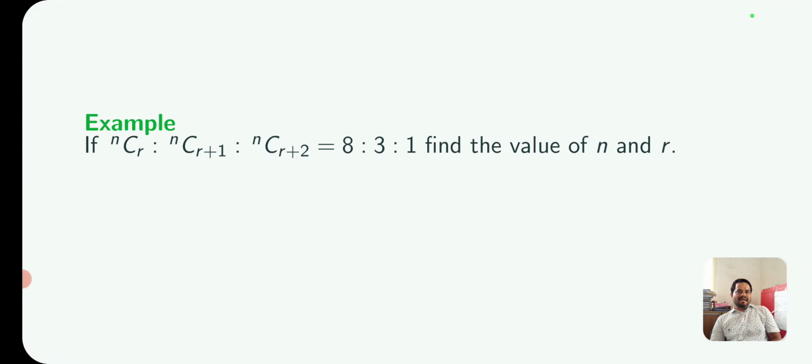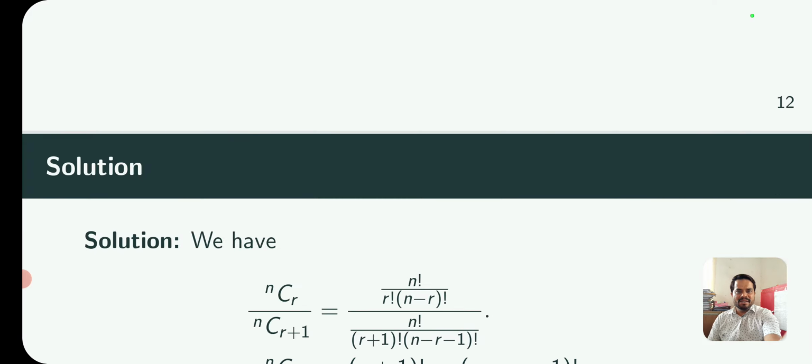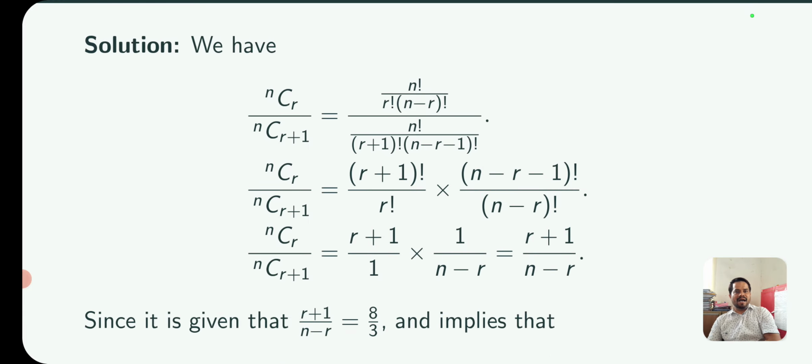Let us see the next example. In this example the ratio is given: nCr is to nC(r plus 1) is to nC(r plus 2) equals 8 is to 3 is to 1. The question is, we have to find the values of n and r. So here the ratio is given, which means that nCr divided by nC(r plus 1) is 8 by 3. So in the example, you can write nCr divided by nC(r plus 1).